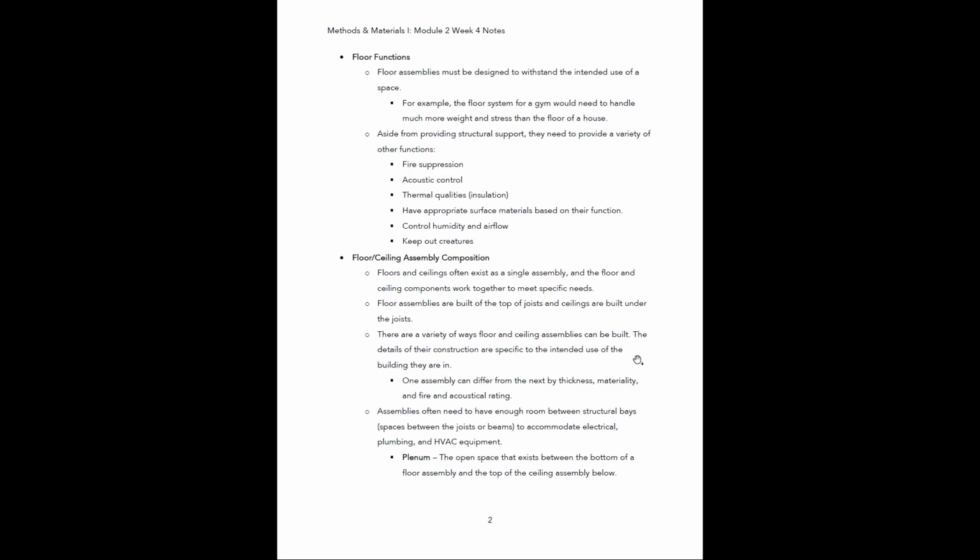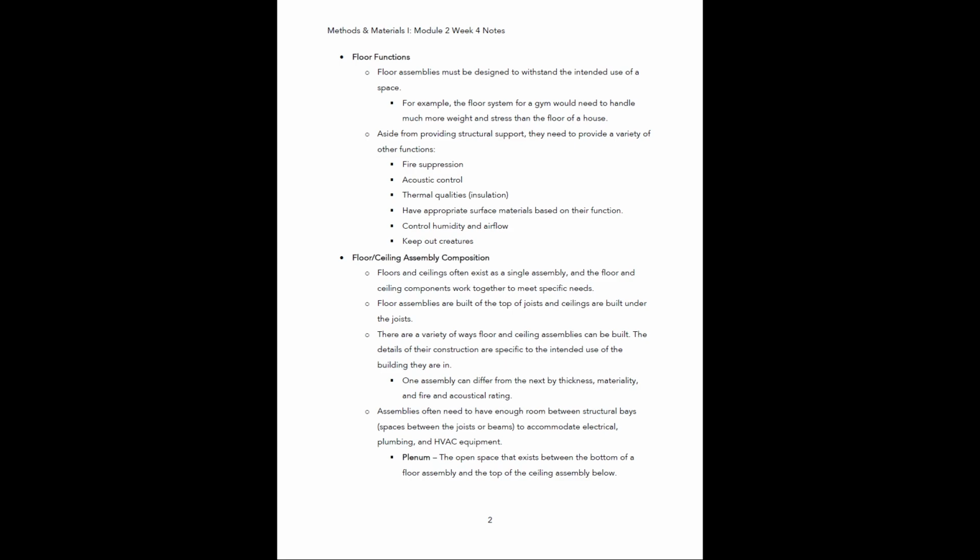There are a variety of ways that floor and ceiling assemblies can be built, and the details of their construction are specific to the intended use of the building they're in. For example, one assembly might have a specific thickness, materiality, and fire and acoustical rating, and then you might go to another assembly in another building, and those properties could be totally different. It might be thinner, it might be thicker, the material is going to be different, and the fire rating or acoustical rating might be different too.